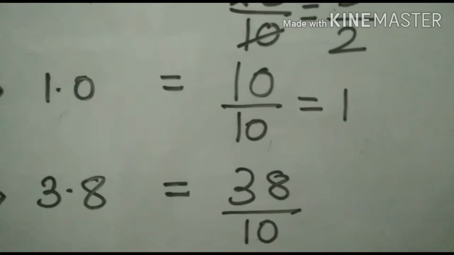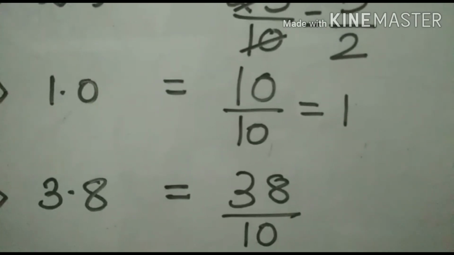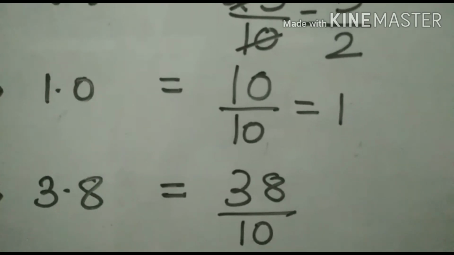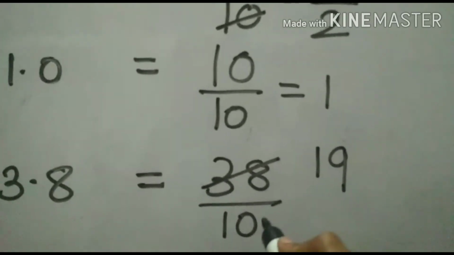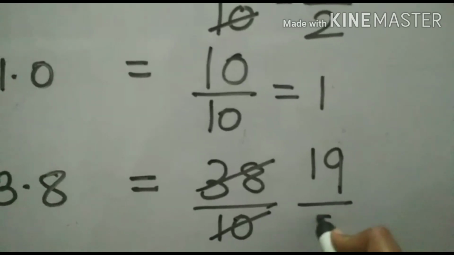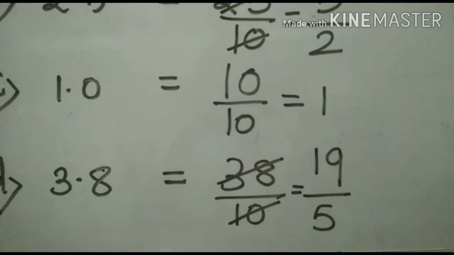And how will you reduce this fraction to its lowest term? Can you recognize any common factor in 38 and 10? Yes, 2 is the common factor. So if you divide 38 by 2, you will get 19. And if you divide 10 by 2, you will get 5. So 19 by 5 is the lowest term of the given fraction 38 by 10.